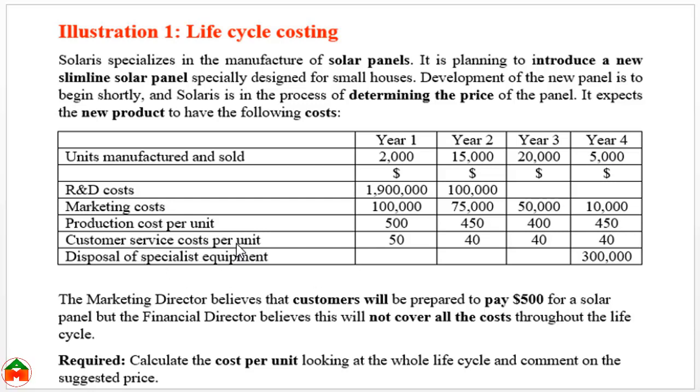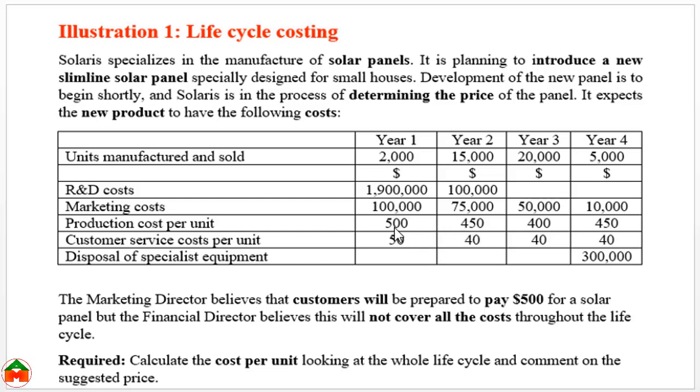After that we can see customer service cost per unit. It is also showing the per unit cost. For calculating the total cost, we need to multiply this per unit cost with the units sold. Here customer service cost per unit is 50 and we need to multiply it with the 2000 units sold. In the second year the customer service cost per unit is 40 and in the third year same 40 and in the fourth year same 40. And at the last stage the disposal of special equipment for that product, this is the disposal cost 300,000. So these are the costs for the entire life cycle of the product.